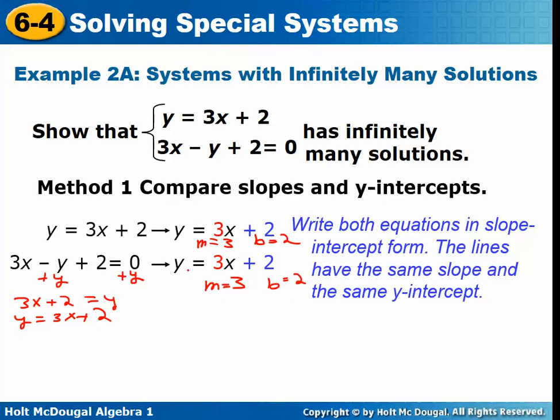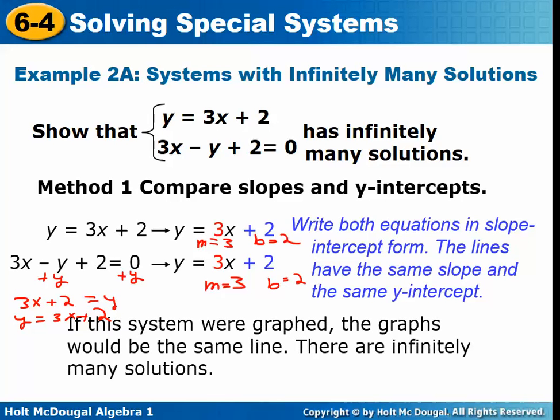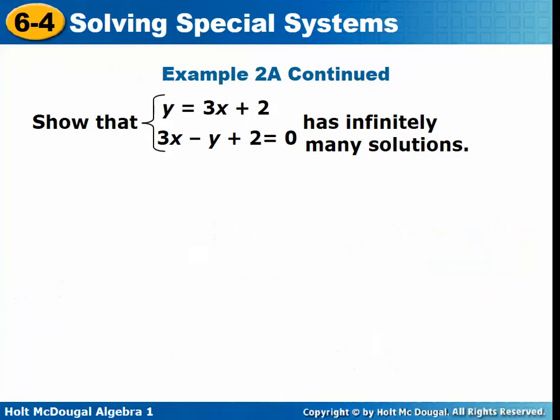Y equals 3x plus 2, y equals 3x plus 2. They have the same slope and the same y-intercept. They will be the same line when graphed. Therefore, there's going to be infinitely many solutions. These would be consistent dependent graphs if you're asked to classify them, dependent, and there would be infinitely many solutions.